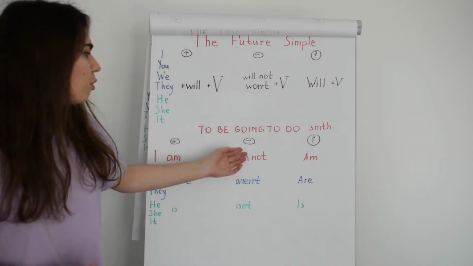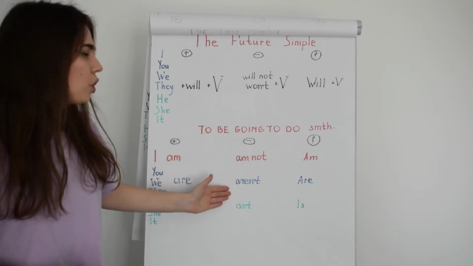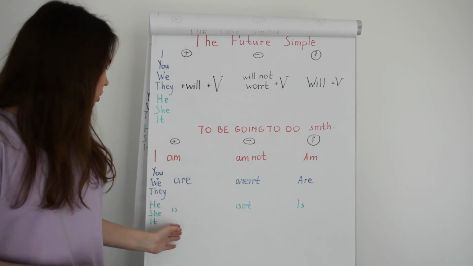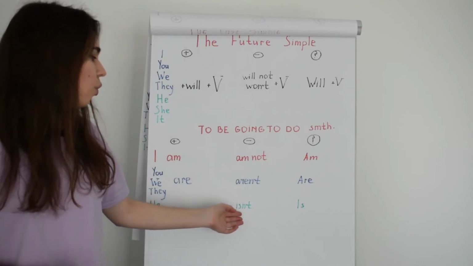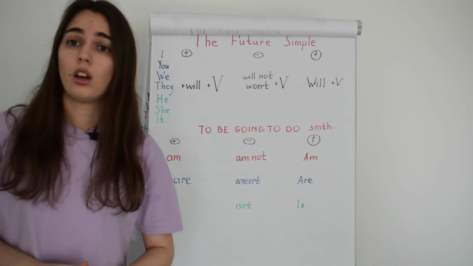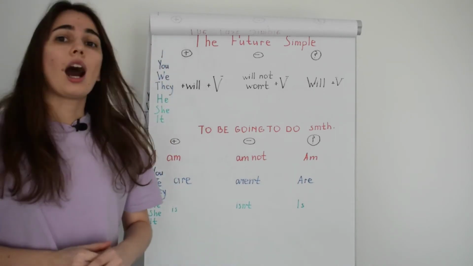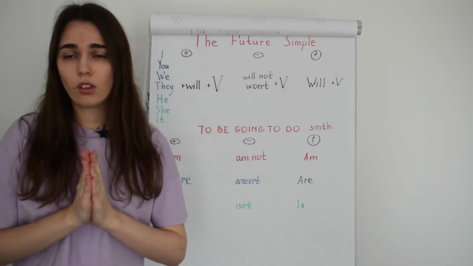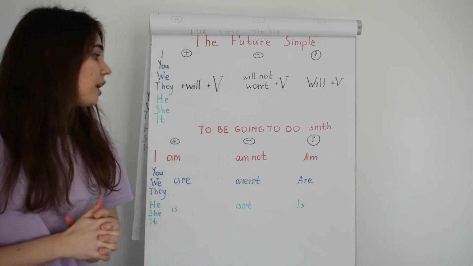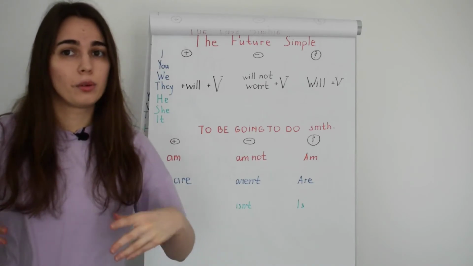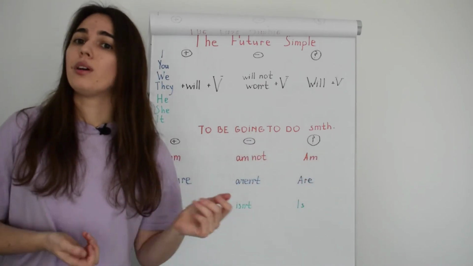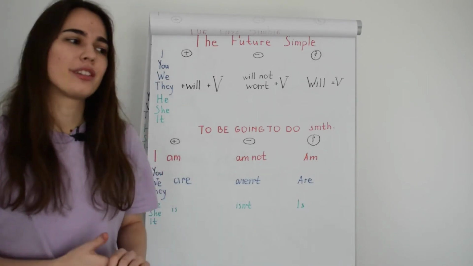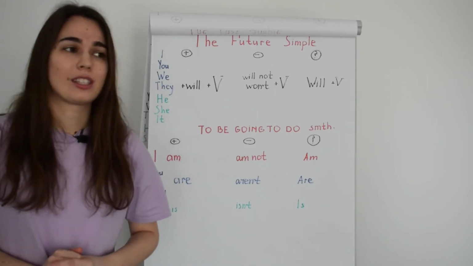In order to form the negative sentence, again we work with the verb to be. I am not, you, we, they are not, he, she, it is not, or isn't, aren't the short versions. I am not going to cook today, I already have food. Then, am I going to stop making these random sentences, random examples? No, I am not going to stop.